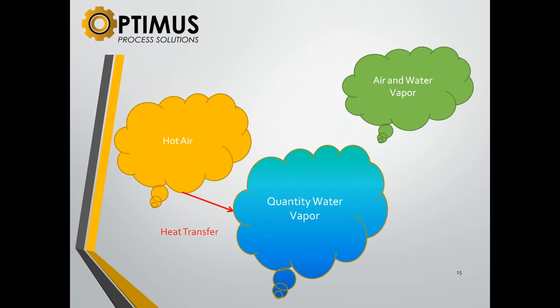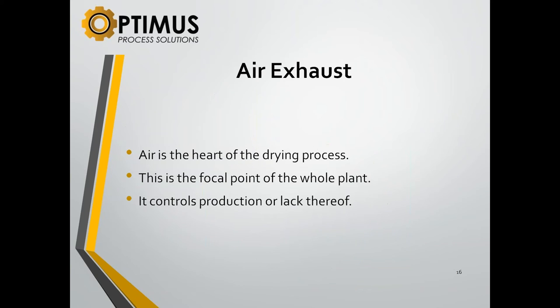Okay. So now our exhaust. In drying, the air or hot gas is at the heart of the drying process, and this is the focal point of the entire plant. And it controls your production or the lack thereof. What we mean by that is that people tend to think in terms of, and I'm going to step out of the text here for just a bit, how many tons can I put through this dryer? You have to really think in terms of, when we're designing a dryer, how much mass of hot gas can we put through a specific size dryer? And so in thinking about airflow, instead of thinking about it in volume, it's better to think of it in terms of mass, pounds or kilograms, however you would want to term it.